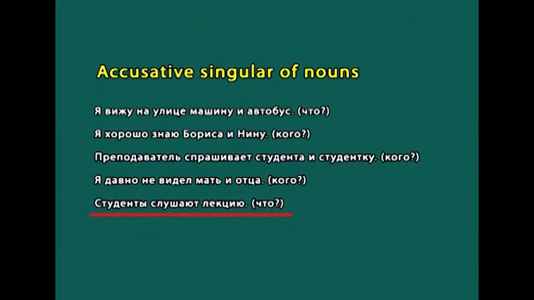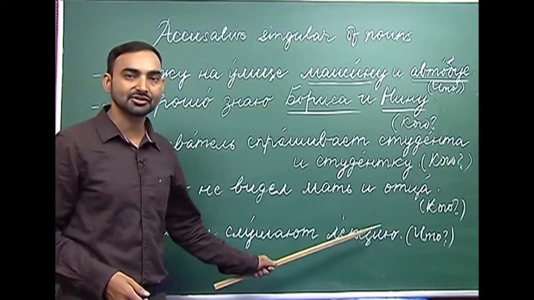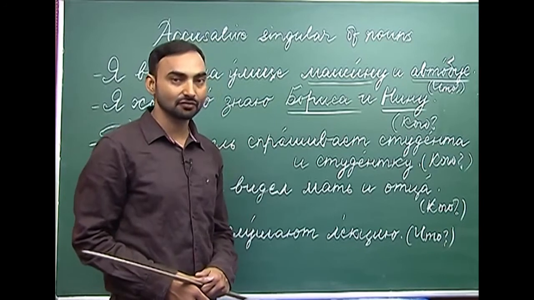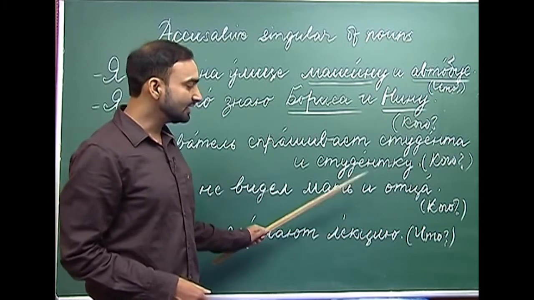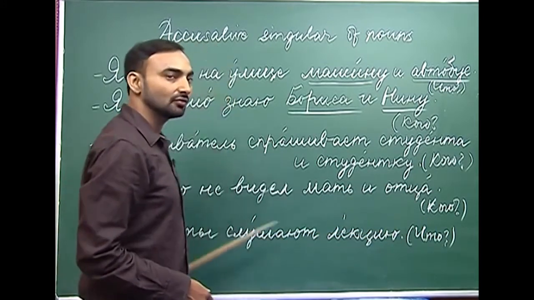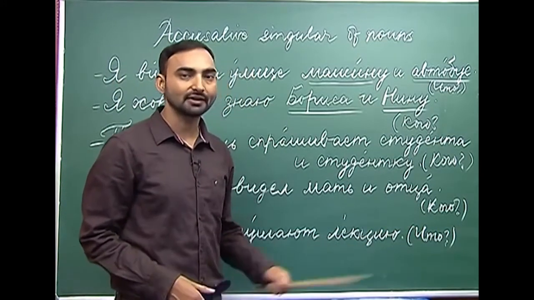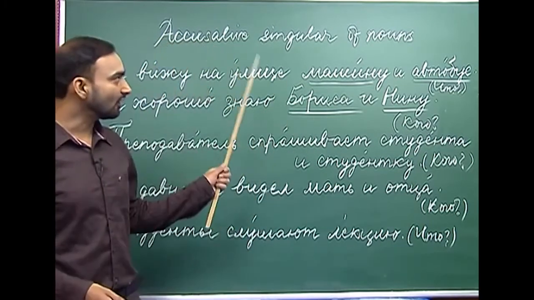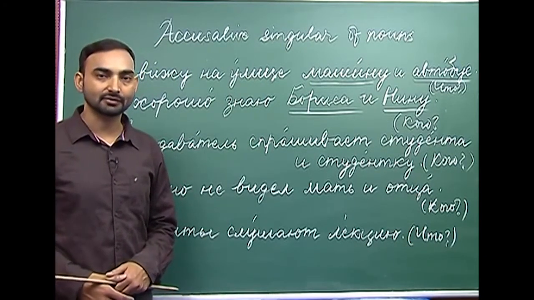The next sentence, studenti slušajut lekciju. Students are listening to the lecture. So here lekcija, which ends with ya, which is a soft vowel. How have we changed lekcija in the accusative case? Ya has been replaced with yu. So studenti slušajut lekciju. So here the question is što, that is why we have used an inanimate noun. So that is all about the accusative singular of nouns. So we will move on to our next topic.